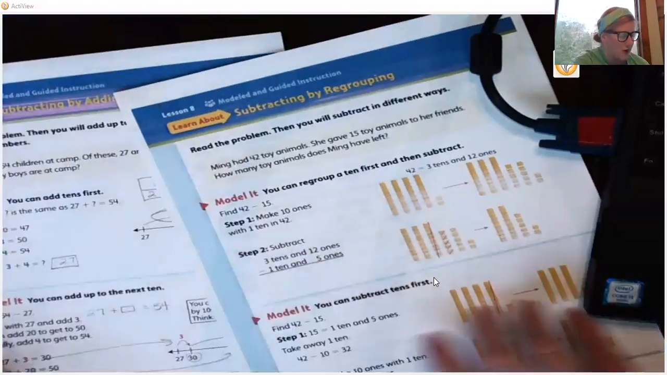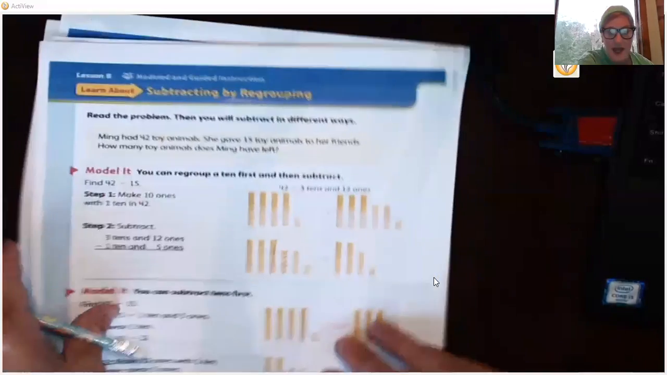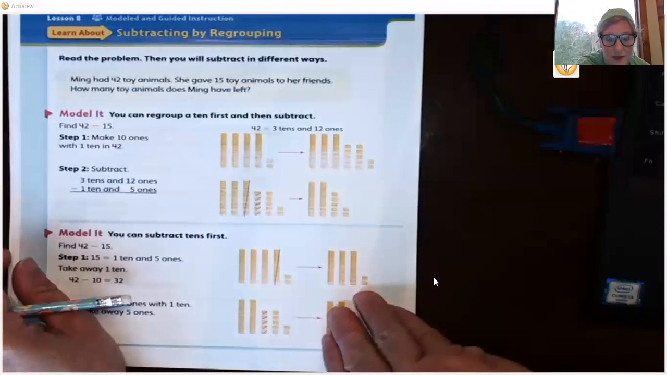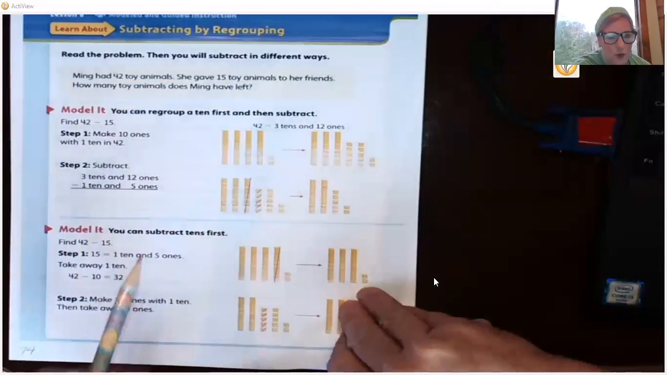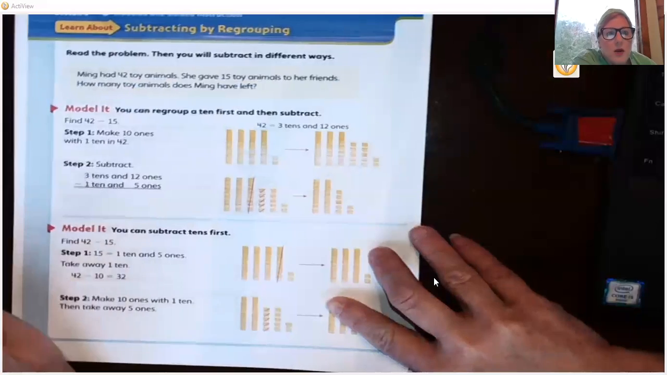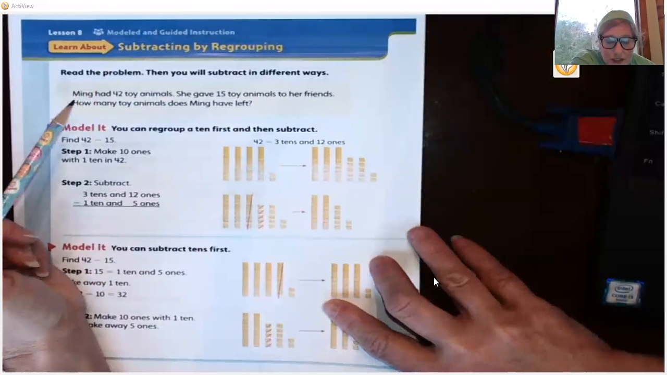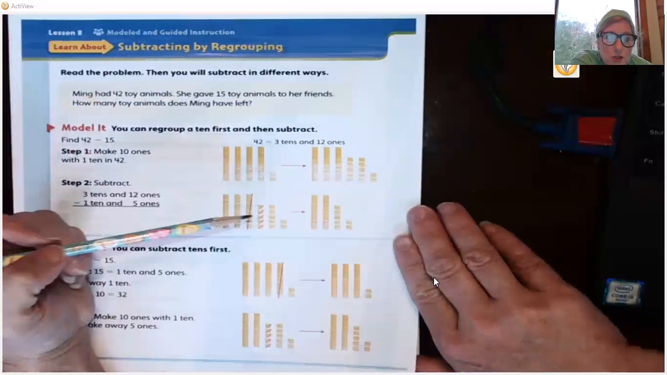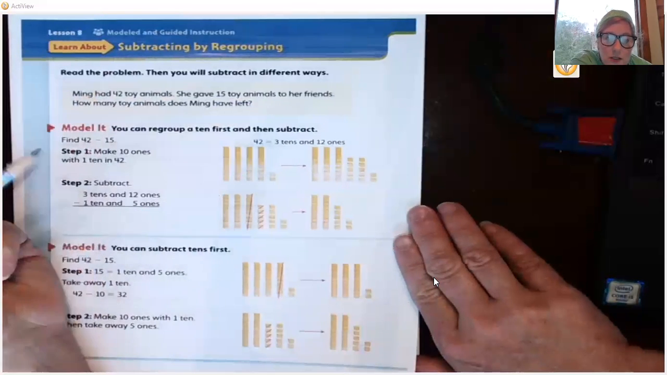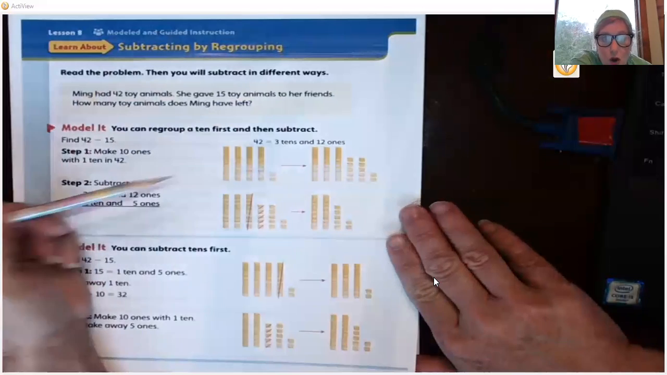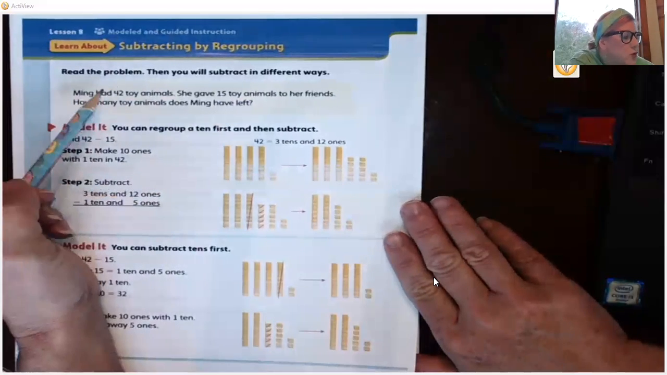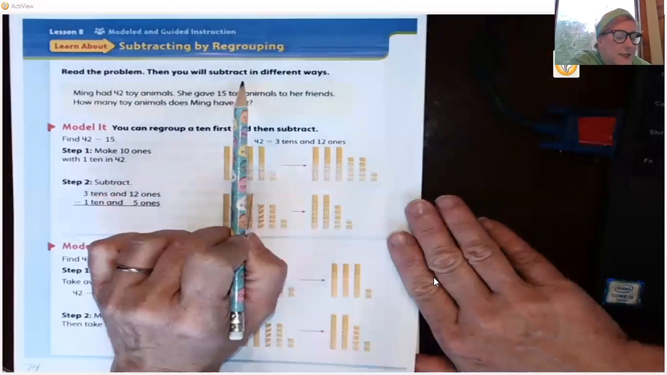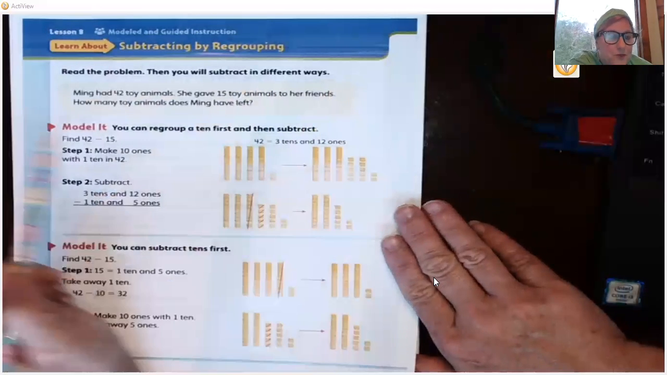Okay, we're back. So now we are to tens blocks. So this is the review part on tens blocks, okay? Got a little faded here with my ink. But as we did the first day, we are going to solve word problems using some regrouping and some do not. So here we go. Read the problem. Then you will subtract in different ways.